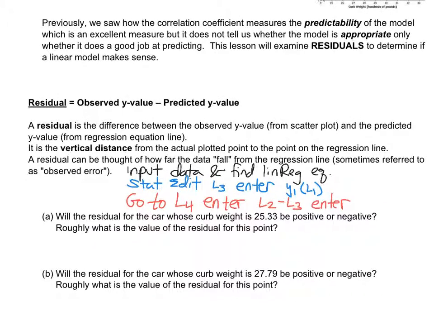All right. Part A is asking us whether the residual for the car whose curb weight is 25.33 will be positive or negative. Well, we figured out what all the residuals would be. So it's just a matter of getting the corresponding residual to 25.33. That's the first entry, which is positive, but they asked roughly what it was. So we'll first state that it's positive, and then we're going to say it's approximately 3.1, because they said roughly. So we have a little wiggle room there.